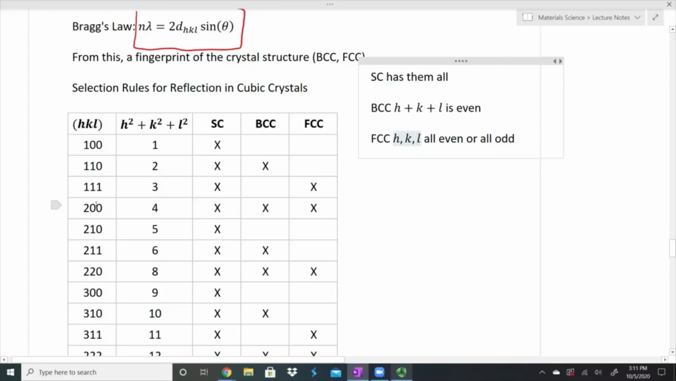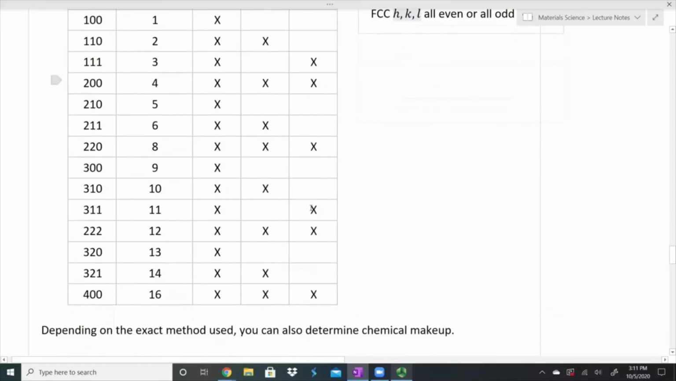We're going to count 0 as even here. So in the case of a 2, 0, 0, all of those are even. My h is even, my k is even, my l is even. We're going to say that that's face-centered cubic. And so we can go through and we can say in any of these cases, so a 2, 2, 2. Number 1, h plus k plus l is even, so it is body-centered cubic. All of these are even, so it's face-centered cubic.